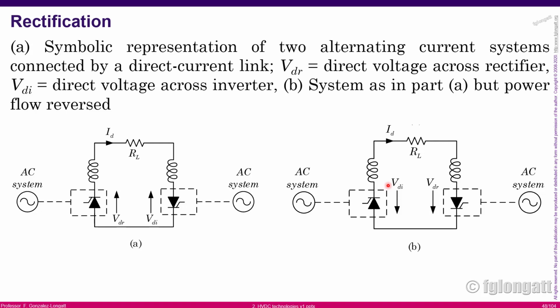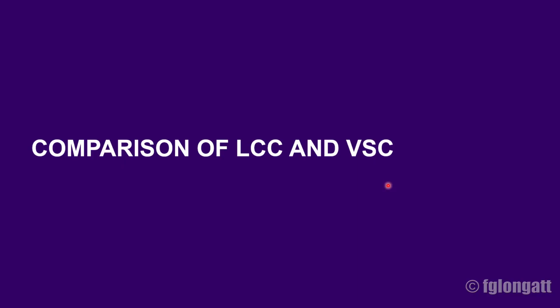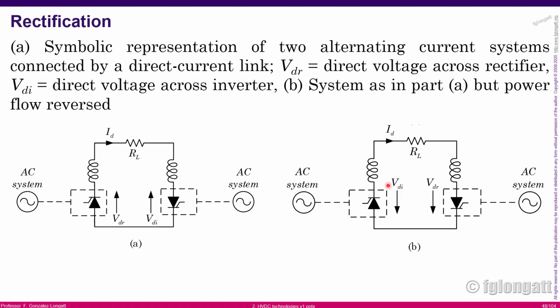Now, what I need you to understand over here is a comparison between LCC and VSC, okay? The line commutated devices and the voltage source converters. They have very different ways to behave, okay? One of the important things that you must understand is that LCC is typically represented as a current source, okay? The LCC behaves like a current source.